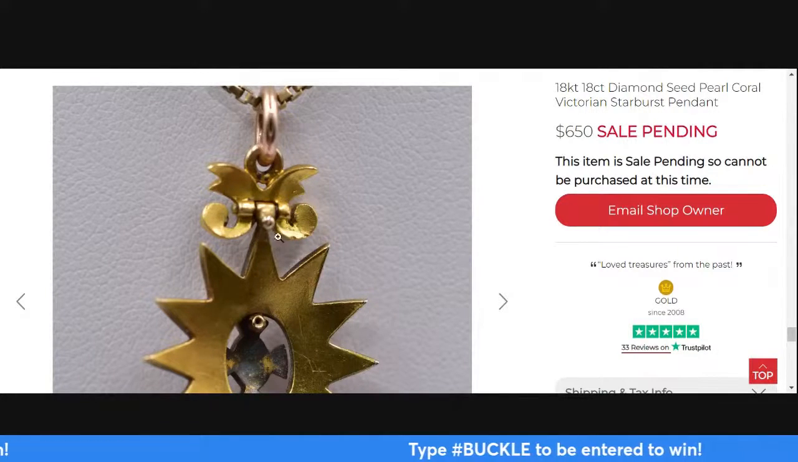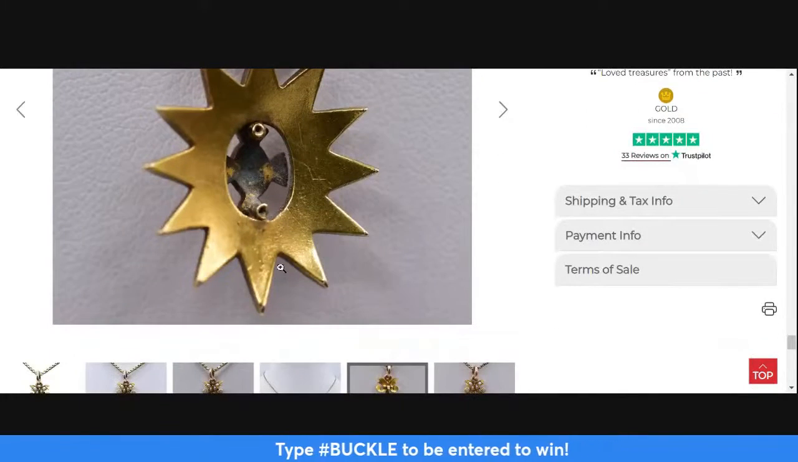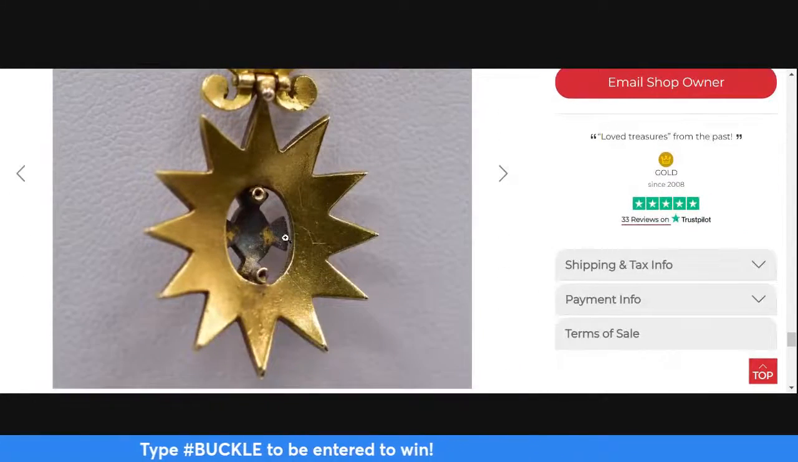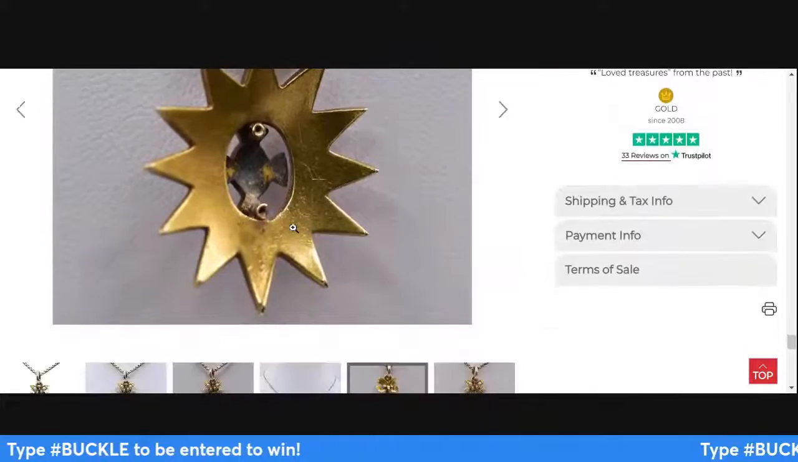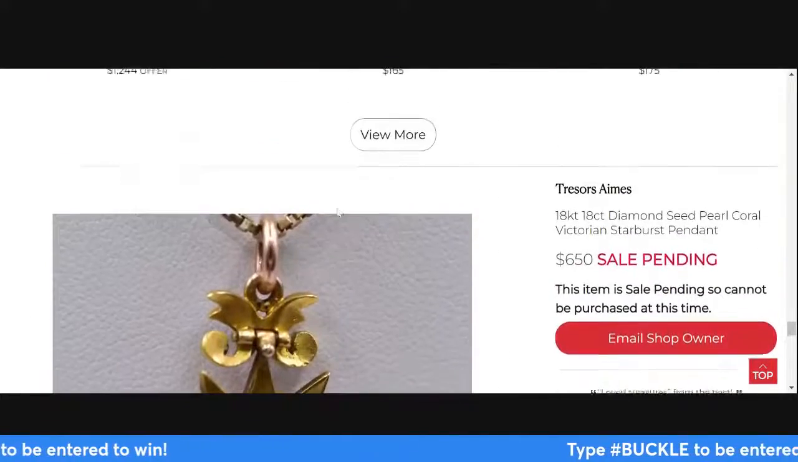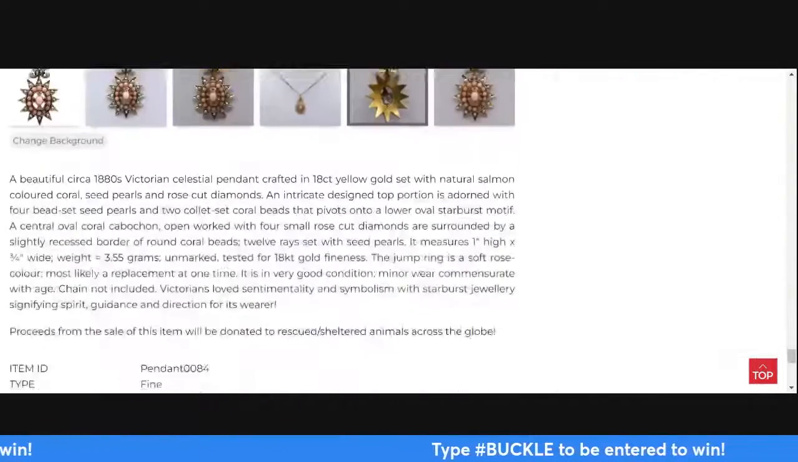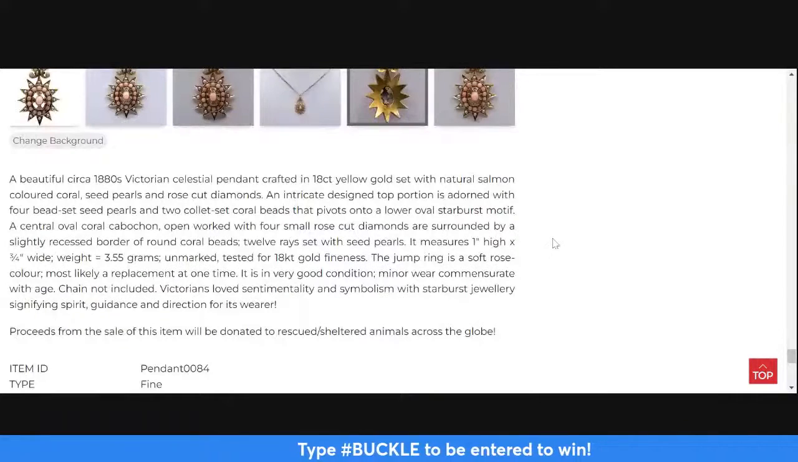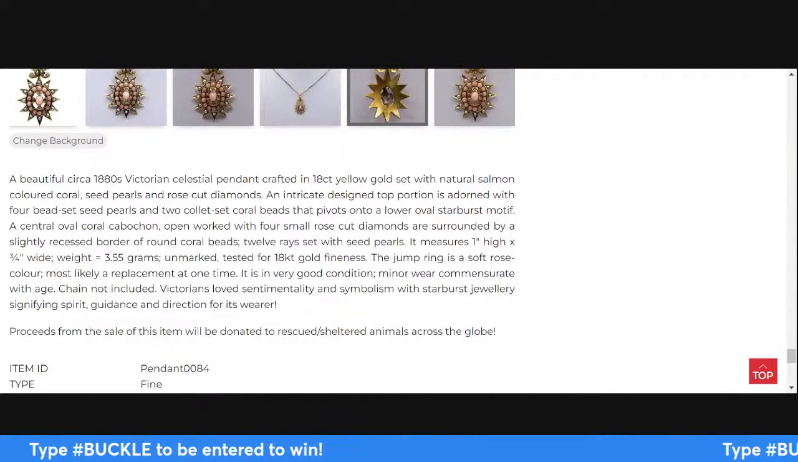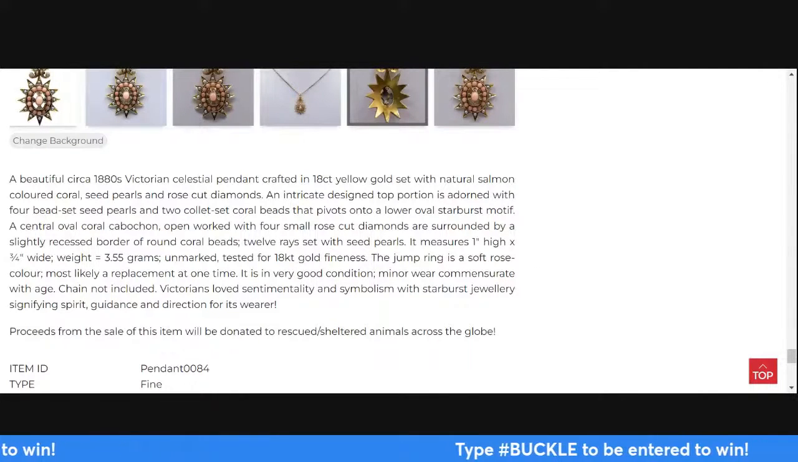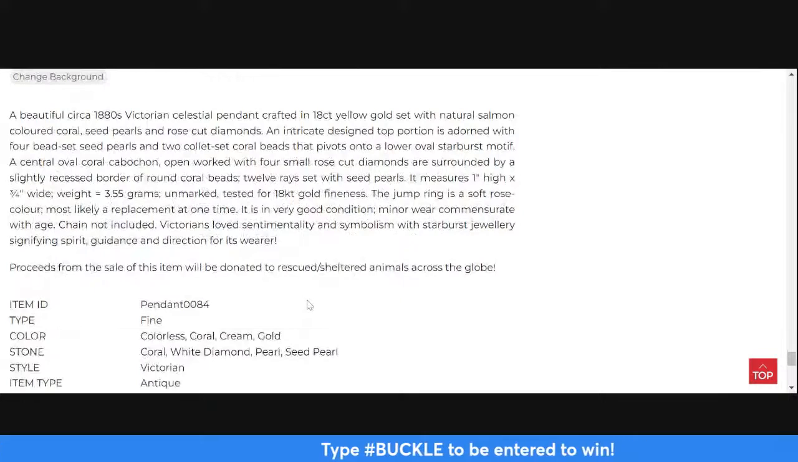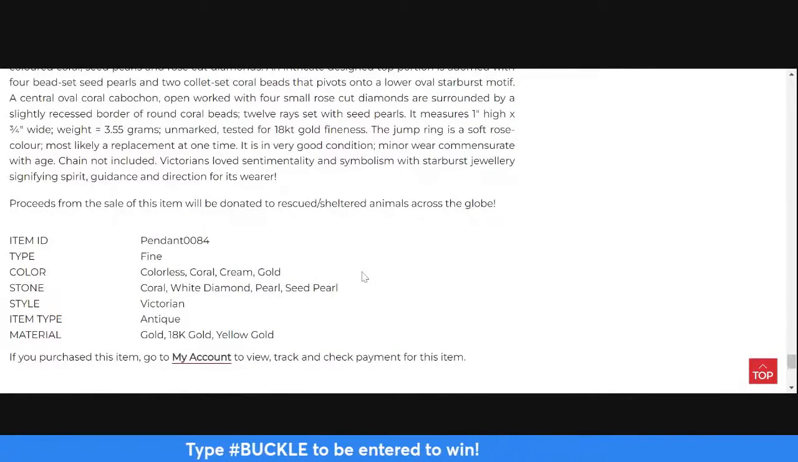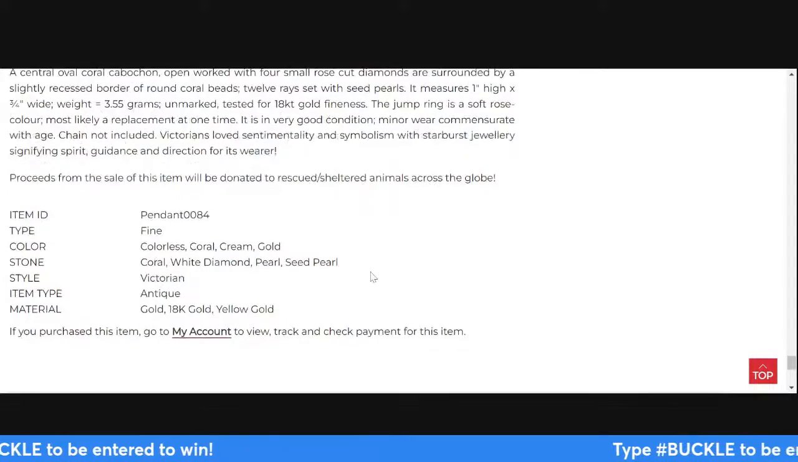Fantastic. So this shows us that it would have been a brooch that was possibly converted or somehow modified. Still beautiful. Let's check the listing and see what they say. A beautiful circa 1880s Victorian celestial pendant crafted in 18 karat gold. Blah, blah, blah. Jump ring is a soft rose gold. Chain not included. Oh, this is lovely. The proceeds of the sale went to a rescued sheltered animals program.